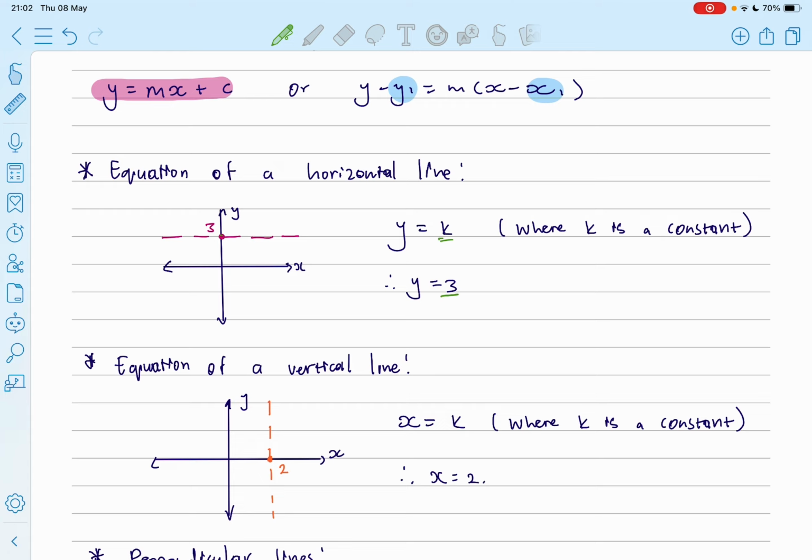So whenever they ask you for an equation of a horizontal line, look at what is that constant y value, and that then becomes your equation. So here it's y is equal to 3.